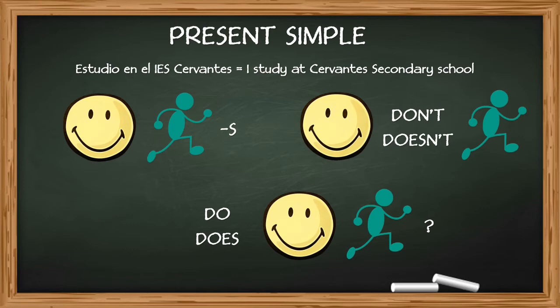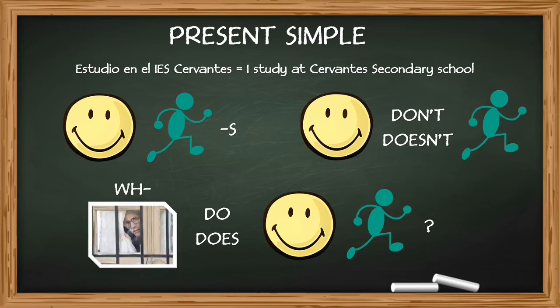But what about if I want to get more information instead of yes or no? Okay. So you will have to use these words. Where, what, how, when, why. For example, where do you study? Where does she live? Okay?